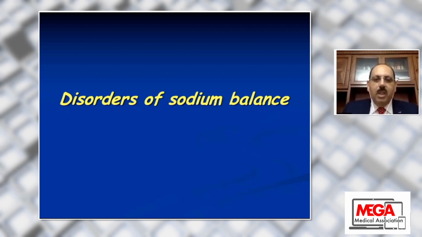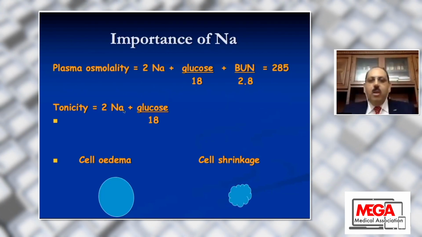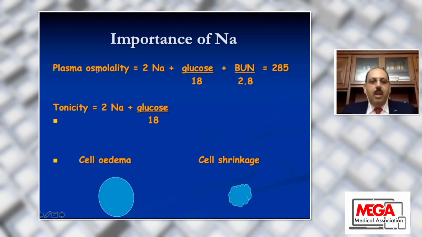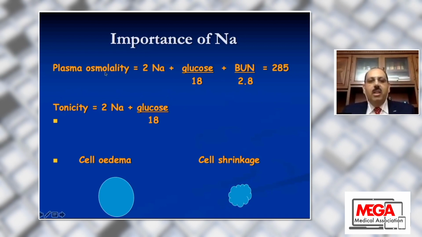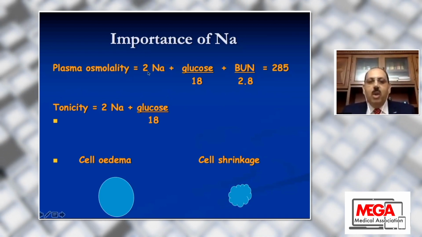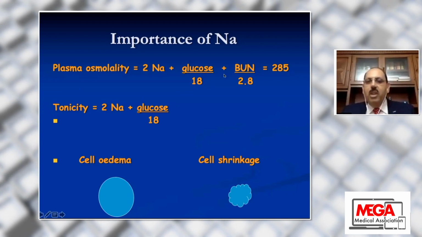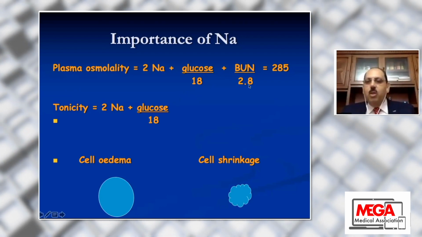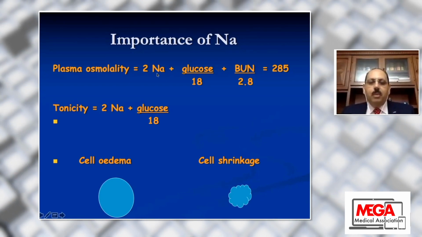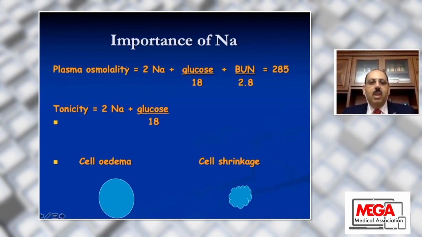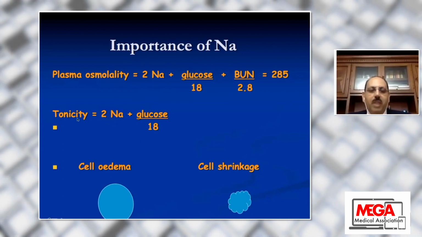Starting with sodium, the importance of sodium is that it is the main component of the equation for measuring plasma osmolarity. Plasma osmolarity equals 2 multiplied by sodium, plus glucose over 18, plus blood urea nitrogen over 2.8. So any change in sodium, either increased or decreased, will affect the plasma osmolarity. Also, sodium will affect blood tonicity.